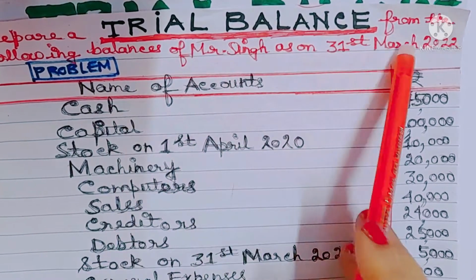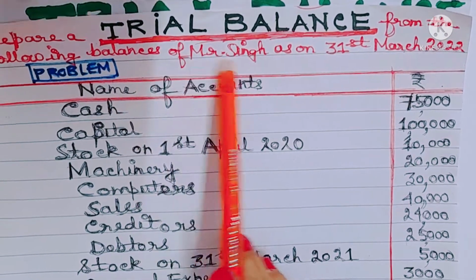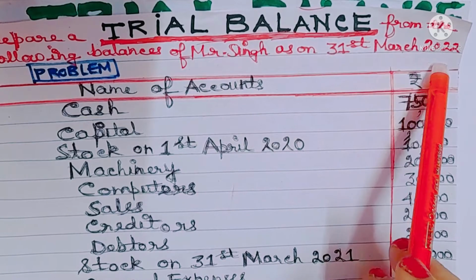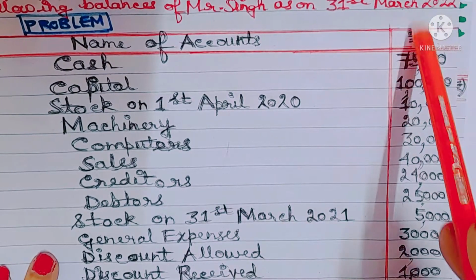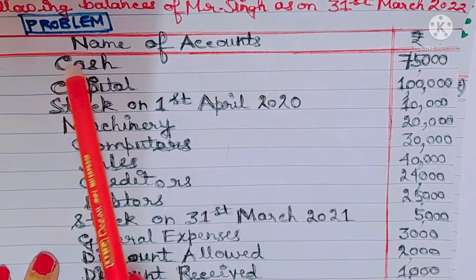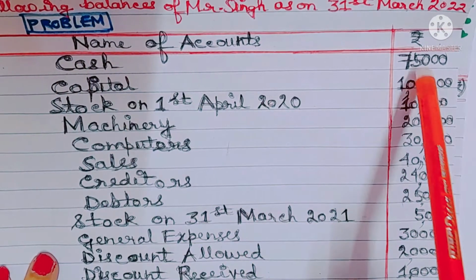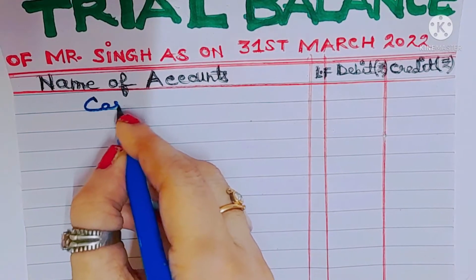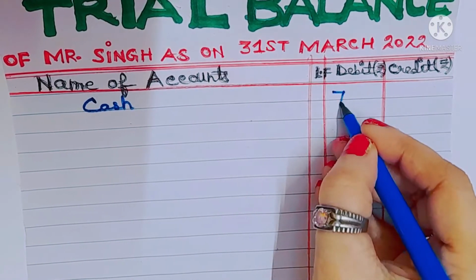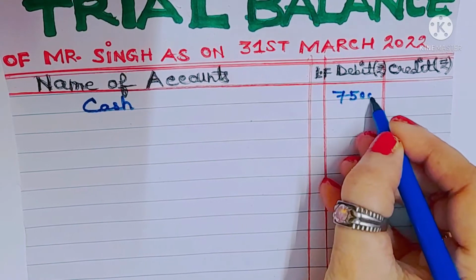Prepare a trial balance from the following balances of Mr. Singh as on 31st March 2022. The names of accounts are given here and the amounts are given here. The first account is cash, 75,000. Let's write cash 75,000.